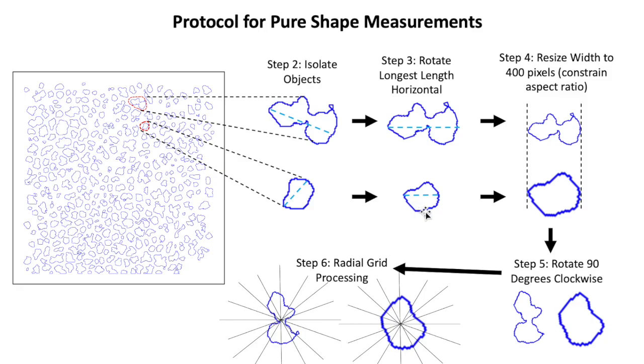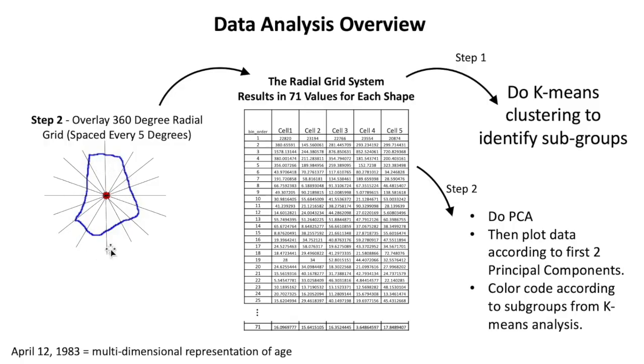So previously, the bottom object was smaller than the large one, but after we resize it, they both have the same width. And then next, we rotate these objects 90 degrees clockwise, and then we did radial grid processing. So no matter if we measure things at scale or pure shape, each shape becomes a series of numbers. In this case, it's 71 numbers. And these 71 numbers are a multidimensional representation of the shape that you started with.